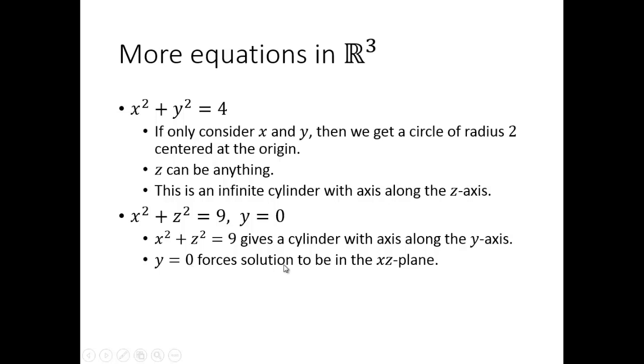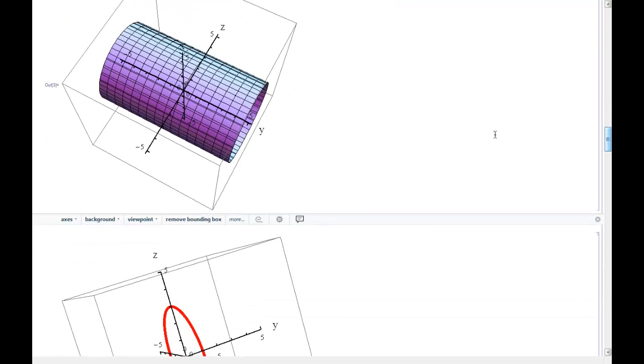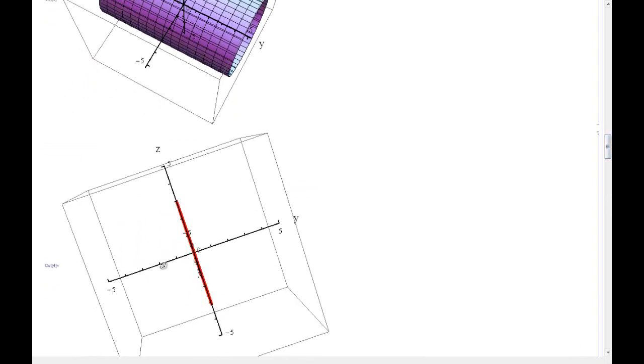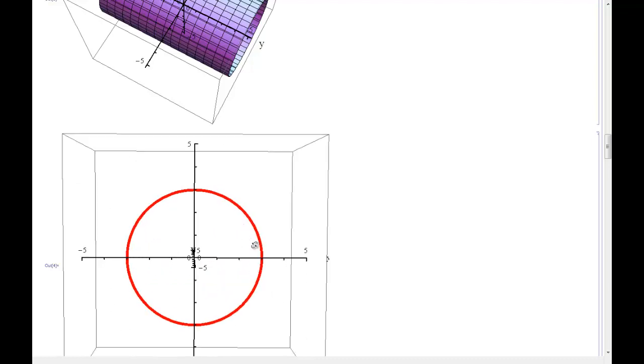Now if you do y equals 0, that really forces your solution to be in the xz plane. So what we get here is we take this cylinder, we chop this at y equals 0. Again, y is going to go this way. Here's y equals 0. We're going to chop this, and we're going to get one circle here. So note here that's y equals 0. So you can see the y's go to 0. And then if you rotated this around, you're going to get a circle in the xz here.